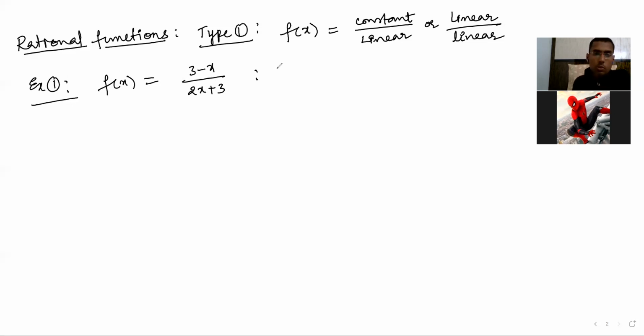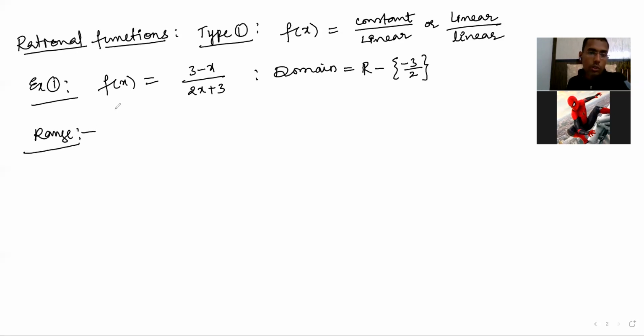For this, the domain is very clear. The domain is all real numbers but not minus 3 by 2, because at minus 3 by 2 the denominator is not defined. That is it. So now here we'll find the range. What is the range? It's very simple.